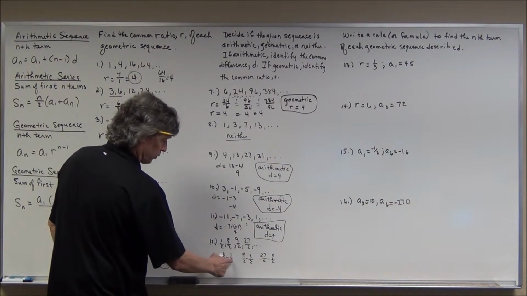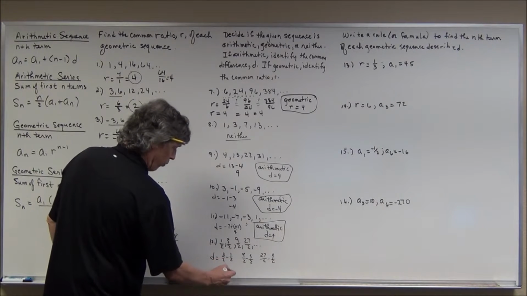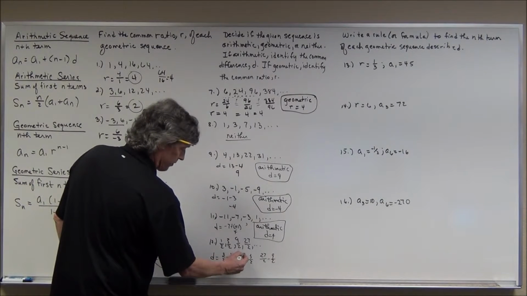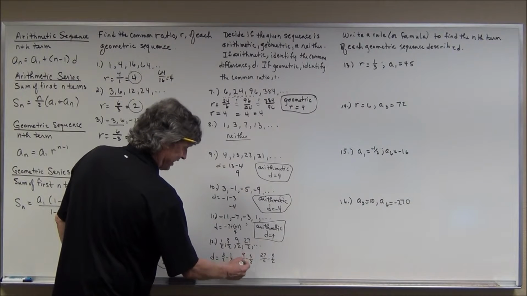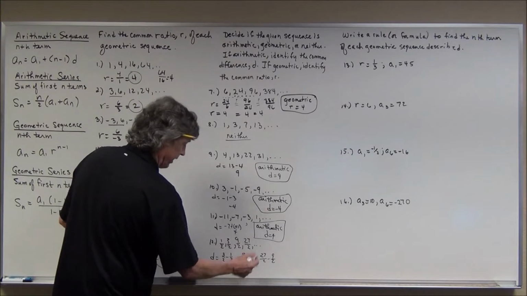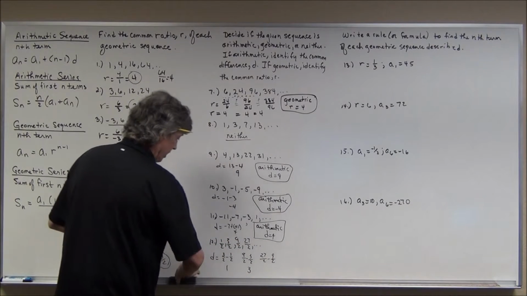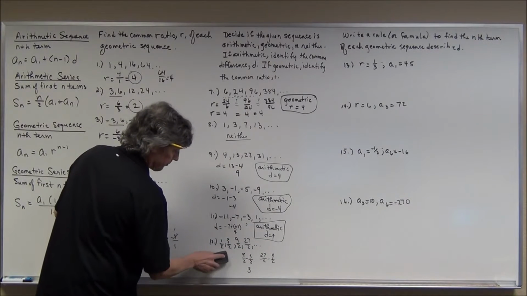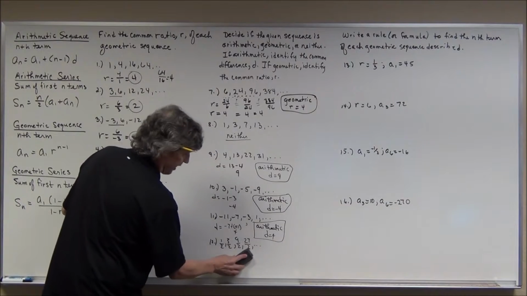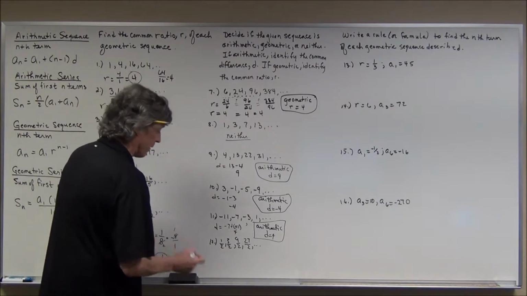3 over 2 minus 1 over 2 is 2 over 2, which is 1. 9 over 2 minus 3 over 2 is 6 over 2, which is 3. I can stop. I don't even have to worry about this guy. This guy turns out to be 9. So, definitely not arithmetic. Now I'll see if it has a common ratio.